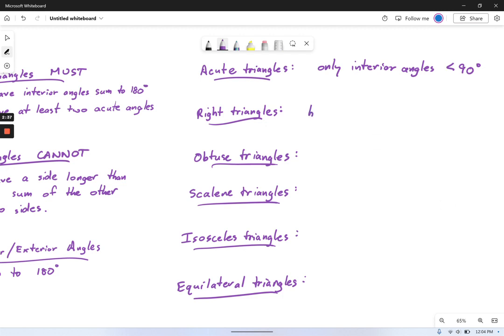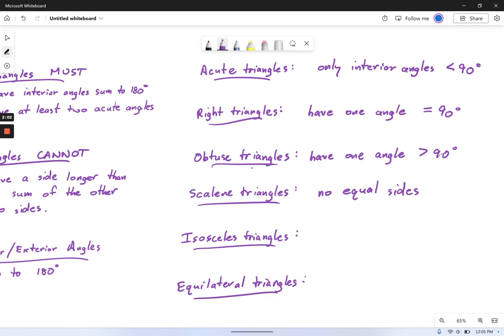Right triangles have exactly one angle equal to 90 degrees. Obtuse triangles have exactly one angle greater than 90 degrees. Okay, it could be 179 degrees, but it has to be between 90 and 180. Okay, scalene triangles, very easy to define this one. No equal sides.